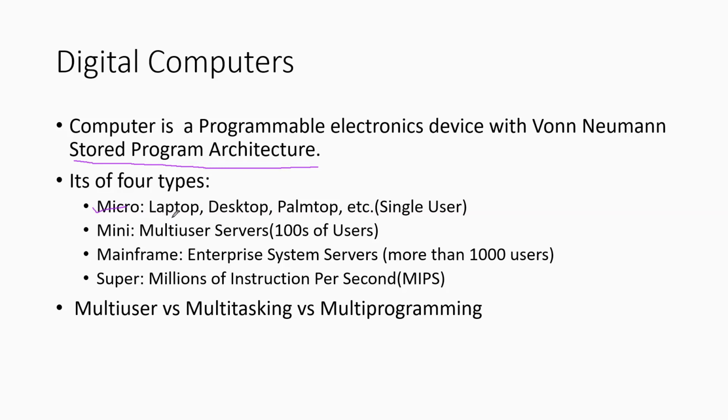First one is the microcomputer, which we are using today, like laptop, desktop. All these are single user systems. Then we have the mini computer. Mini computers are multi-user servers. If you have seen some server in your lab, those servers can handle hundreds of users, and those are multi-user systems. They can handle multiple users at the same time. There are systems like N computing, which handles 30 computers per server. That is also a multi-user server, and that comes under the mini computer.